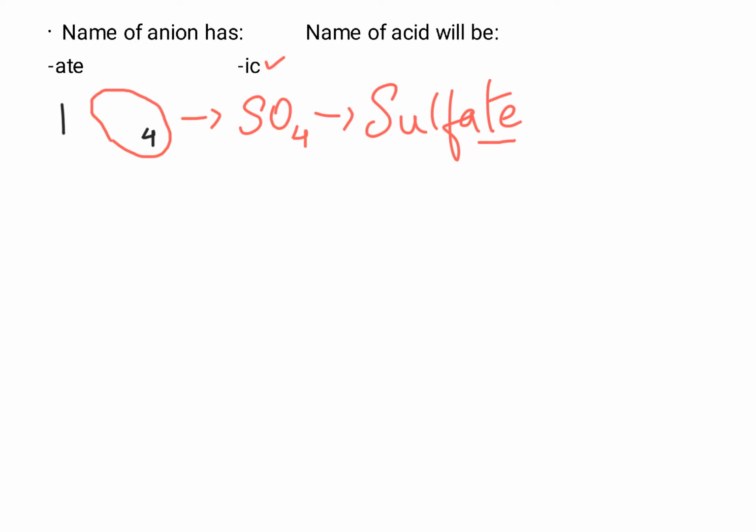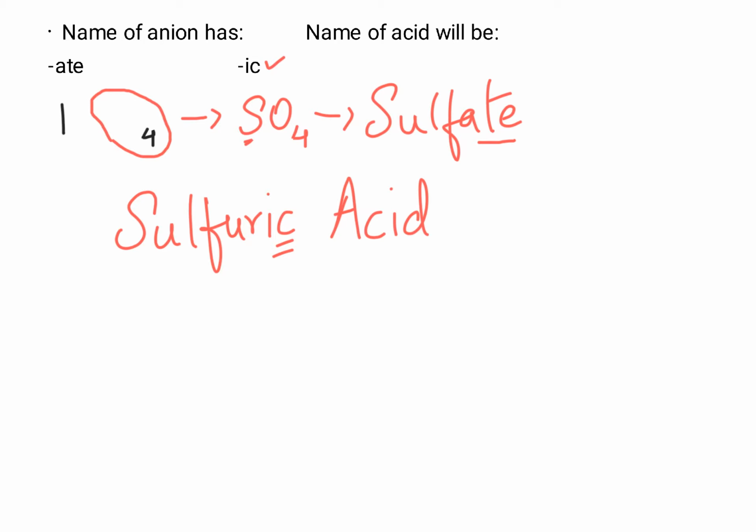So here's what you will do. You will take the nonmetal, not the oxygen part, but the other element, and you will take the root of the word. So S is sulfur, so sulfuric. See where I got the "ic" from? That tells me that this acid comes from an ion that ends with "ate". And again, it's an acid, so you have to write it at the end. So H2SO4 is sulfuric acid.